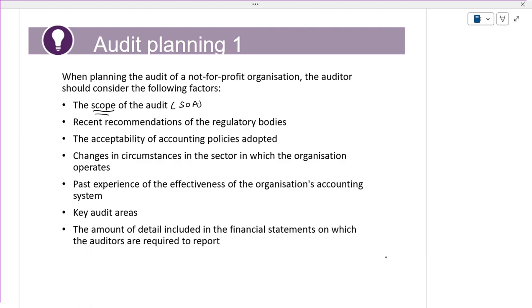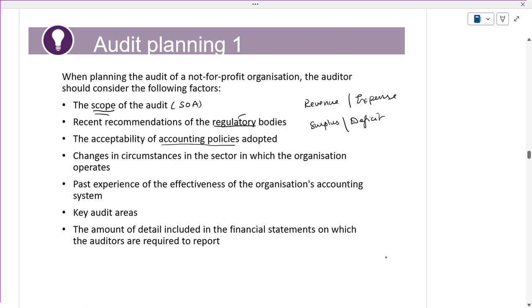What are the recent recommendations? Regulatory bodies. Government will give regulations from time to time. Then the acceptability of our accounting policies. We are not talking about IFRS, IAS, all those things, but something we have to work out. There are no debits and credits, is it right? What will happen in the non-profit? You will have revenue, you have expenses. Either you will have a surplus or you will have a deficit.